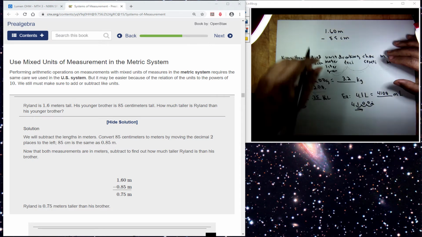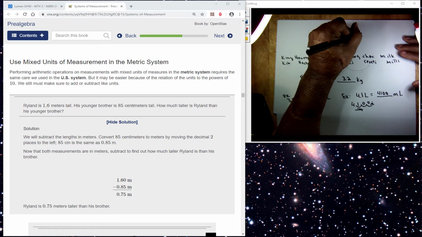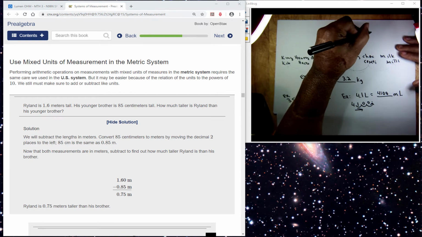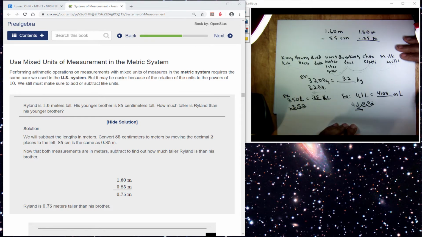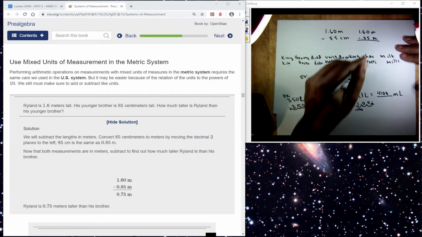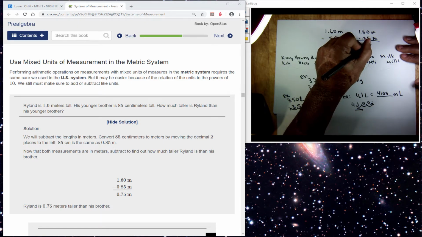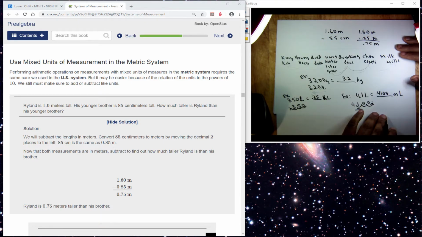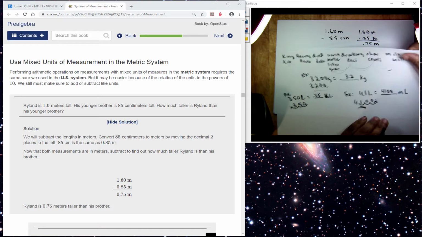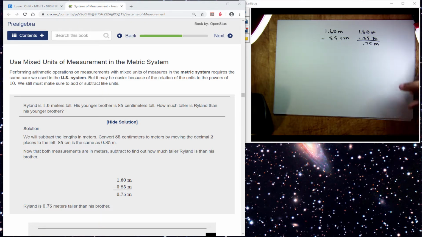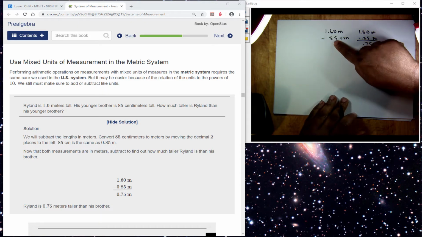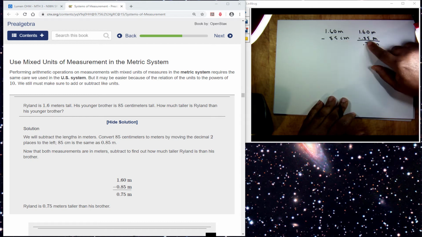So now I can rewrite that to say 1.6 meters minus 0.85 meters. Now I can just subtract it because they're the same units. In this case, my final answer is 0.75 meters. So after I converted from centimeters to meters, I can subtract it, now the same unit.